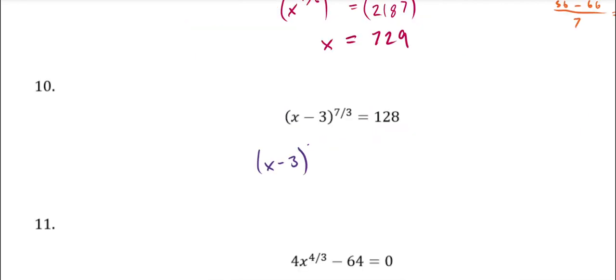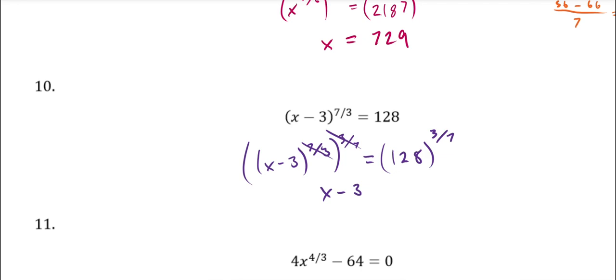We want to take x minus 3 to the 7/3, and we want to raise that to the 3/7. We want to do this to both sides, so 128 also raised to the 3/7. Reciprocal powers will cancel each other because we're looking at the product of powers when we take a power to a power, and a number times its reciprocal is 1. So this gives us x minus 3.